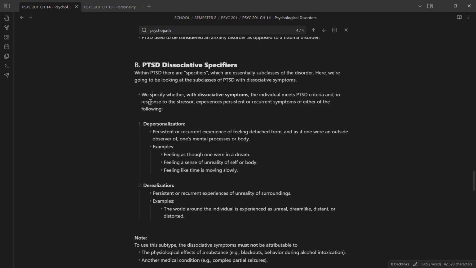And 2, another dissociative specifier is derealization. This is persistent and recurrent experiences of unreality of surroundings, right? Thinking the world around you is unreal, dreamlike, distant, or distorted. To be able to use these subtypes, remember it's important that the symptoms must not be attributable to substances or other medical conditions.